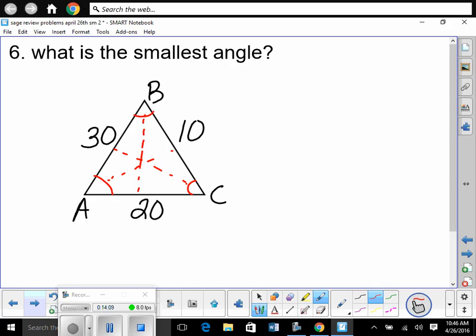So it says, what is the smallest angle? A. How'd you know? Because 10's the smallest side. 10's the smallest side. We don't know what that angle is, but we know it has to be the smallest angle, right? Does everybody understand that? Okay, so we'd say angle A.